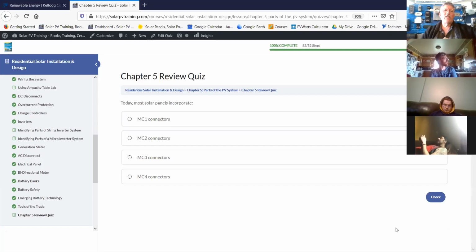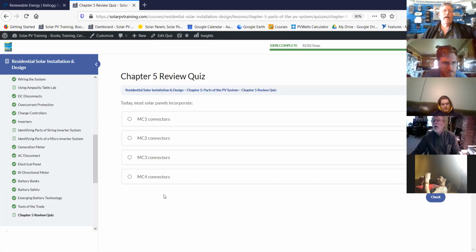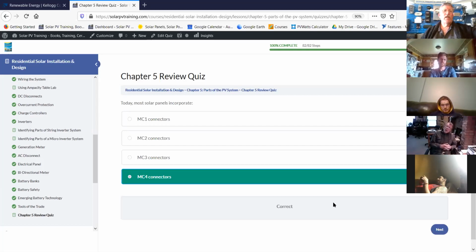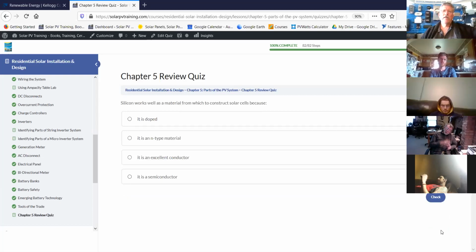Today, most solar panels incorporate MC1s, 2s, 3s, or 4 connectors. Yeah, MC4. MC4s. And MC4 is a trade name, sort of like Kleenex or Xerox, but we just refer to all of those type connectors as MC4. But you may see them referred to as something else, like Tyco 4 connectors or something, but they'll usually say MC4 type connector. So it's the same thing.